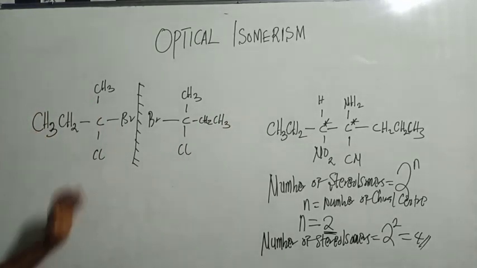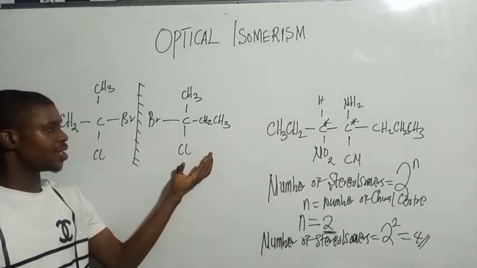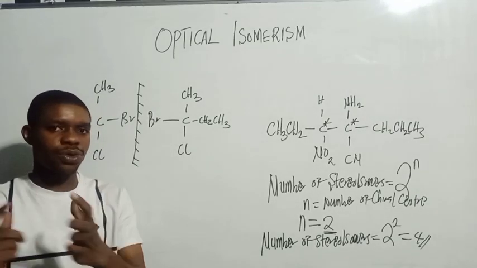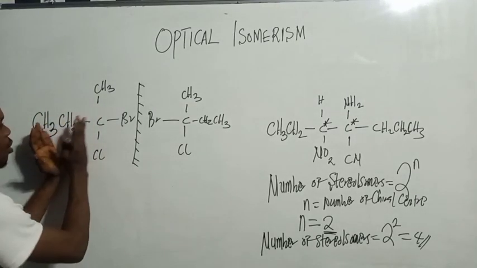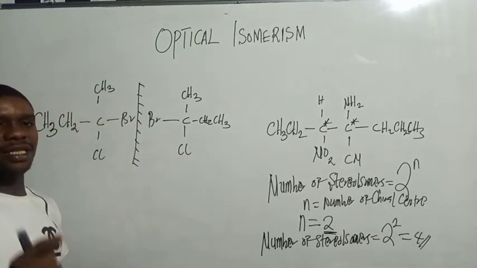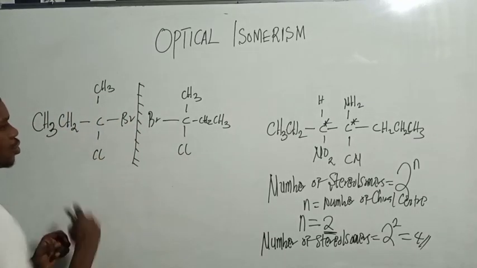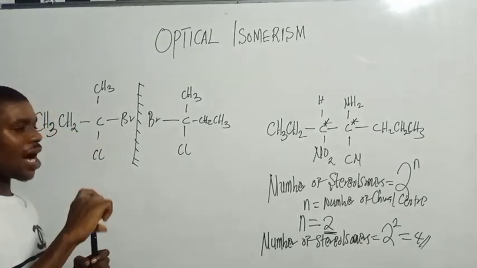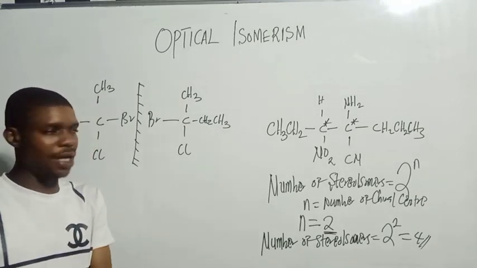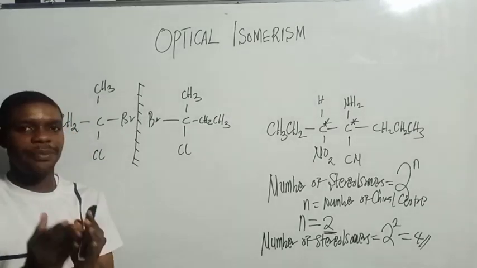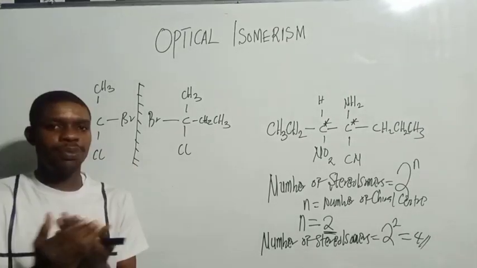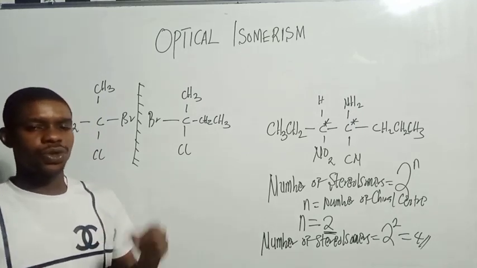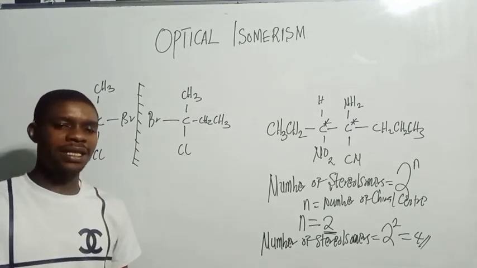So a chiral molecule and its mirror image are two different compounds. Do you get that? They have the same molecular formula and the same structure, but what differs is their physical properties, in that they have different orientation. If you place them in a polarimeter, one will rotate the plane polarized light to the right, and one will rotate the plane polarized light to the left.